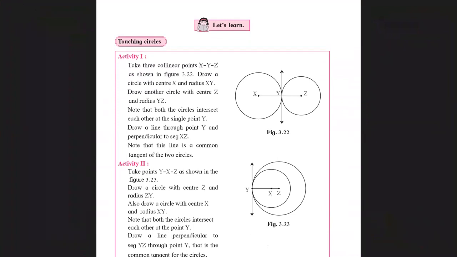You have the concept called touching circles. What does it mean? If you have two circles which touch each other at one single point, they are called touching circles. It could either be externally touching circles as in figure 3.22, or they could touch internally as they have shown in figure 3.23. Now, if the circles were to touch externally, the distance between the two centers would be the sum of the radii of the two circles. And if they were to touch internally, as in figure 3.23, the distance between the centers would be the difference between the two radii.